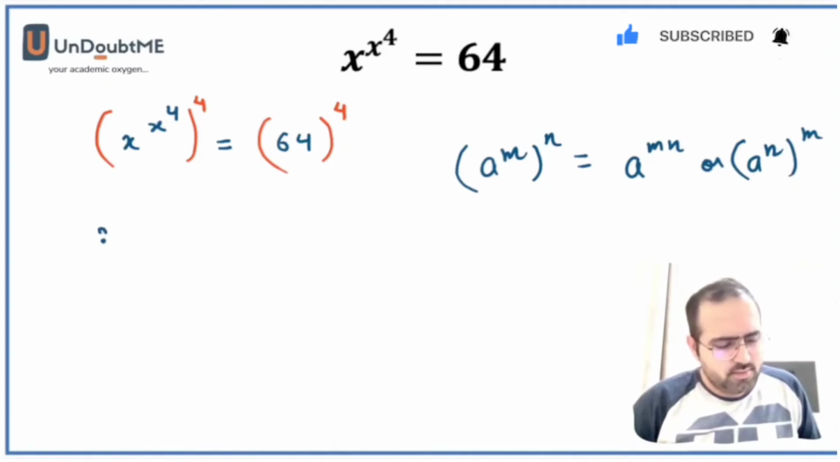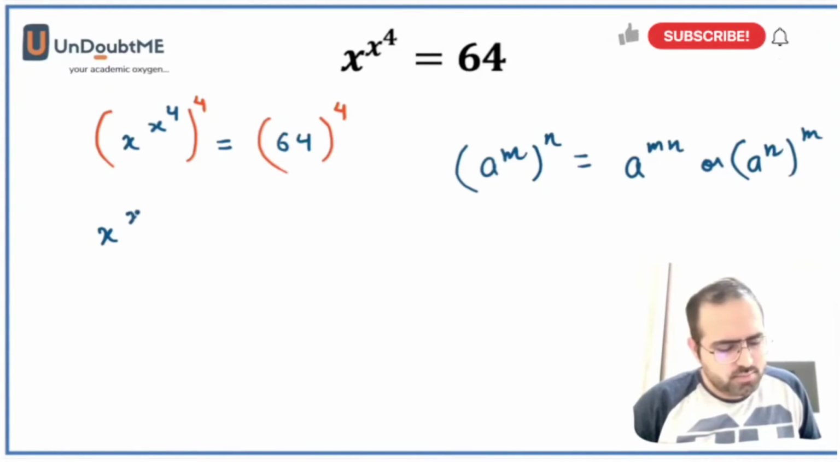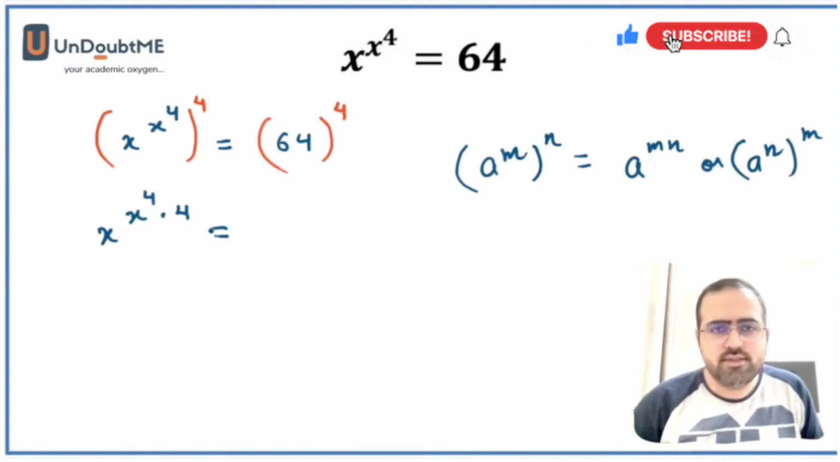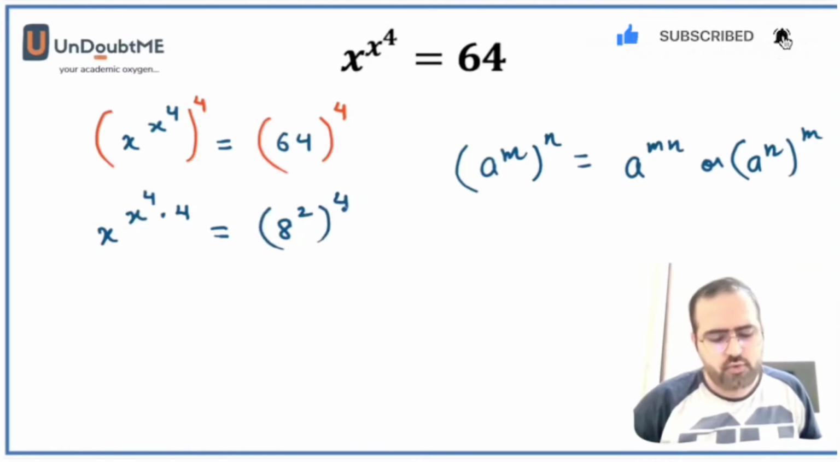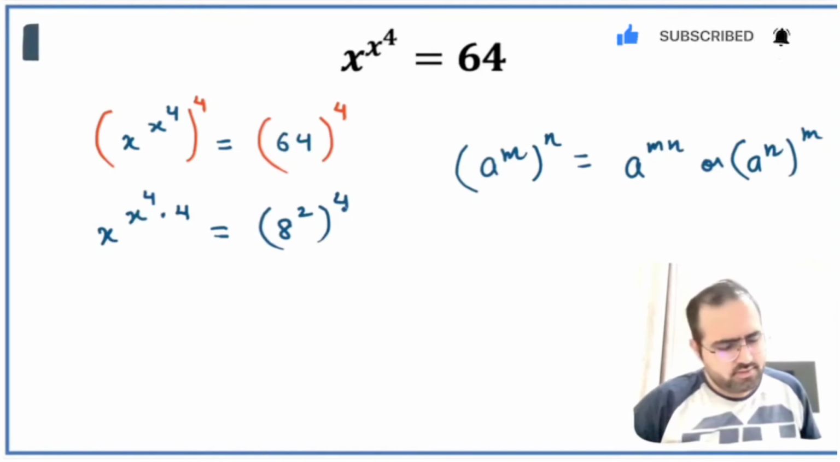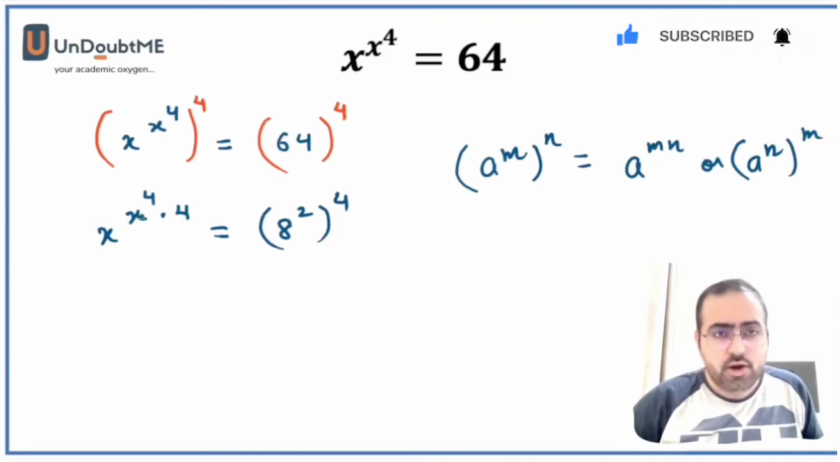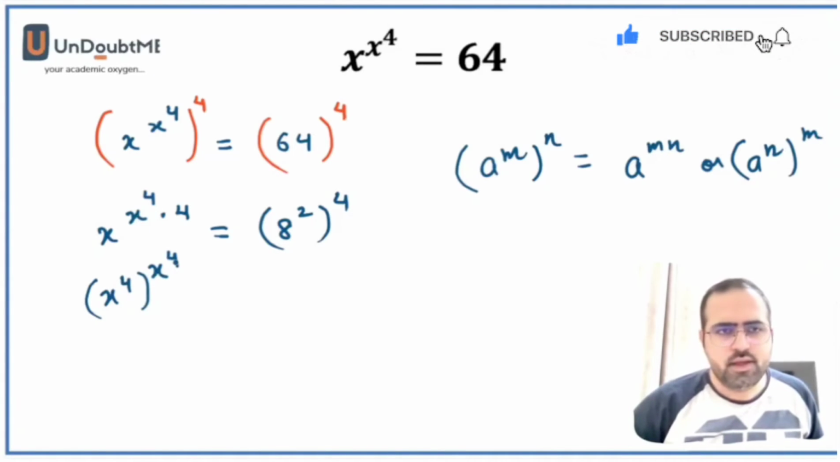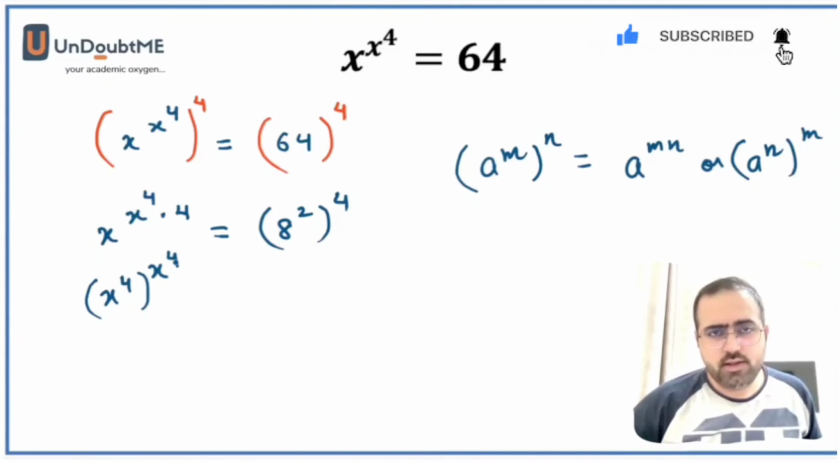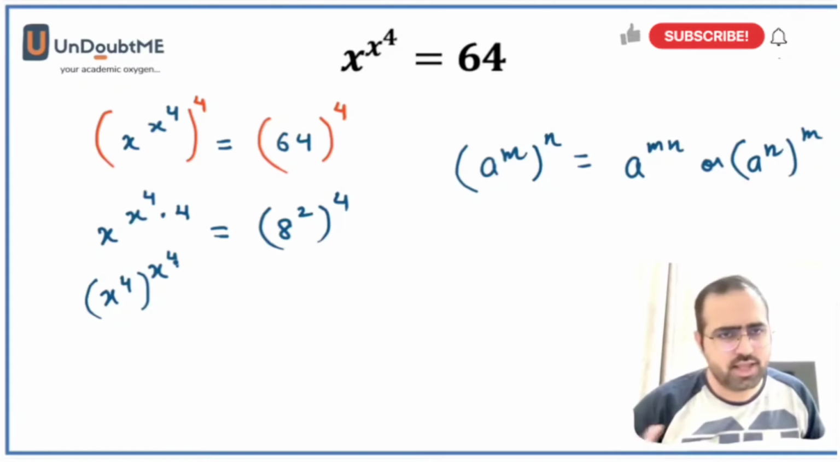The next step is we can rewrite this as x to the power 4 times 4. On the other side, this 64 can be written as 8 squared to the power of 4. Next, this 4 and x to the power 4 can be interchanged, and it can be written as x to the power 4 to the power of x to the power 4. Now you can see what I have done. The property of indices which I showed earlier, I have just used it here, nothing else.